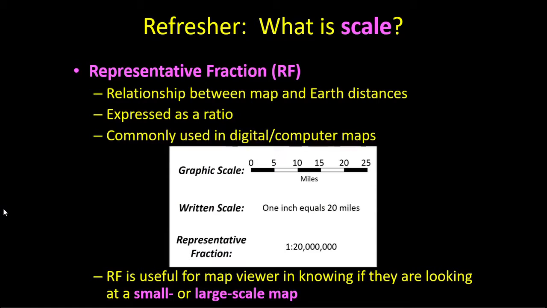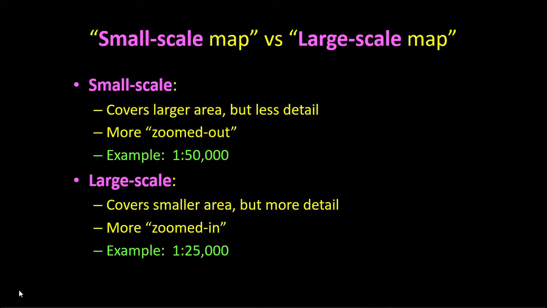So when you see an RF, you want to interpret it like the following. Let's say we have an RF of 1 to 25,000. What that means is for every 1 unit of measurement on the map, that is equal to 25,000 of those same units in reality on Earth. In other words, 1 centimeter on the map equals 25,000 centimeters in the real world, or 1 inch on the map equals 25,000 inches on Earth, and so on. So once again, building the vocabulary.